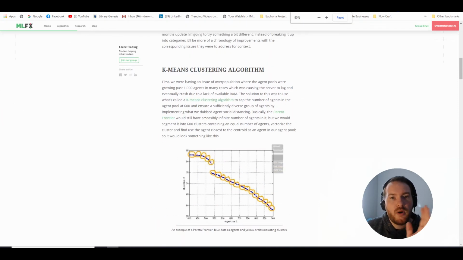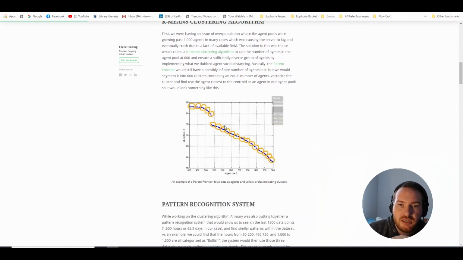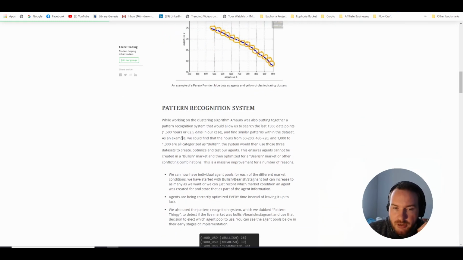So that would be the one way that we would make sure we would only have 600 agents, is that we would have a maximum of 600 clusters, and we would know that it would never exceed that threshold. We would still need to crunch some numbers with all of the other agents on there, but for the most part, the hard number crunching would only be done on those 600. So we had that sorted.